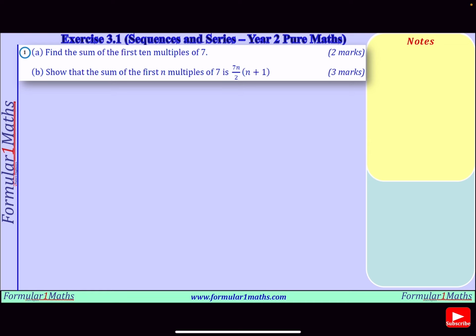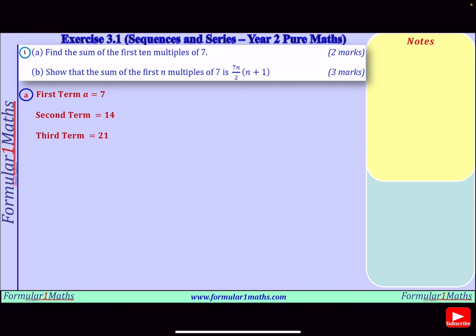B. Show that the sum of the first n multiples of 7 is 7n over 2 brackets n plus 1. So the first term is 7. If you add 7 to 7, you get 14, and that becomes the second multiple of 7. If you add yet another 7 to 14, you get 21, and that is the third multiple of 7.